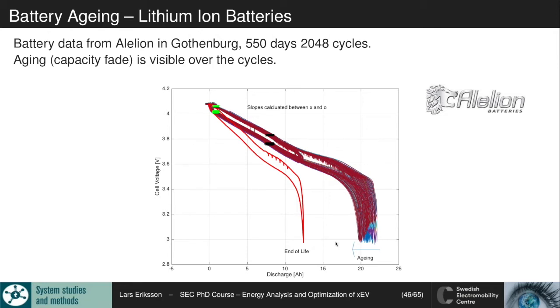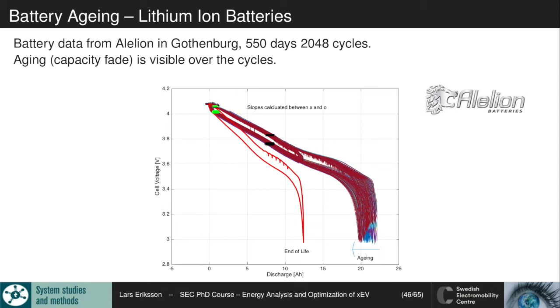We have aging in several ways. We have calendar aging. The cell is aging while it's just sitting there. And then we have cycle aging, and we can also do more stressful aging of the cells by running them under conditions that the battery doesn't like.